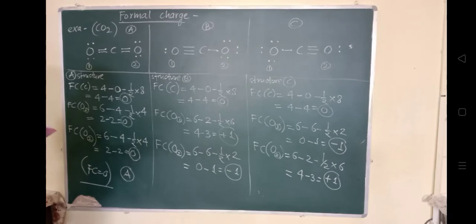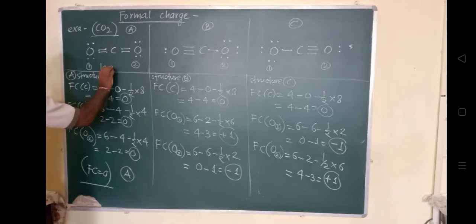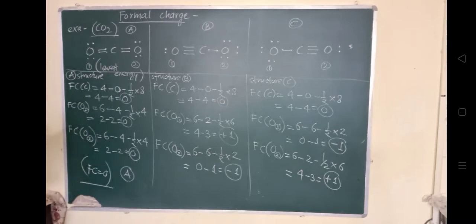And this is the reason the possible structure with the lowest energy will be structure A. So structure A will be a possible structure for this CO2 molecule, and this will have a minimum energy. This structure will have the lowest energy, which will be selected. Okay, which will be selected as the best structure among all these three structures. So I hope you have understood what is the meaning of formal charge.